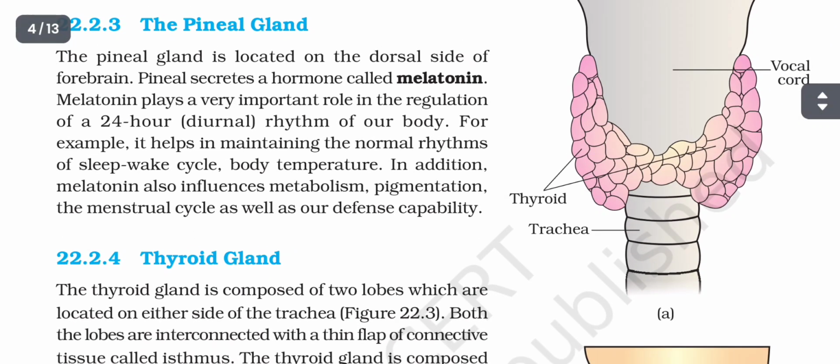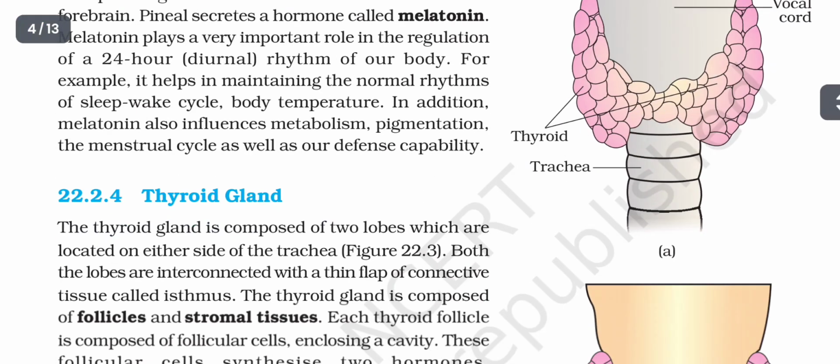The pineal gland. The pineal gland is located on the dorsal side of the forebrain. Pineal secretes a hormone called melatonin. Melatonin plays a very important role in the regulation of a 24-hour diurnal rhythm of our body. For example, it helps in maintaining the normal rhythms of the sleep-wake cycle and body temperature. In addition, melatonin also influences metabolism, pigmentation, the menstrual cycle, as well as our defense capability.